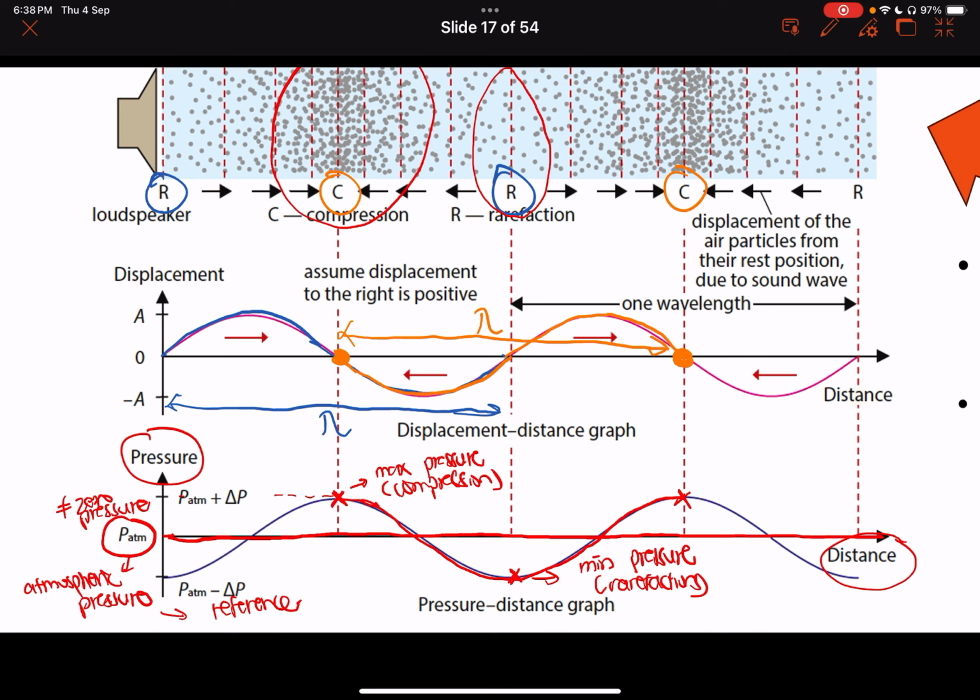So from the pressure-distance graph, I can also tell what the wavelength of a sound wave is, looking at from one hump to the other, two points that are in phase.